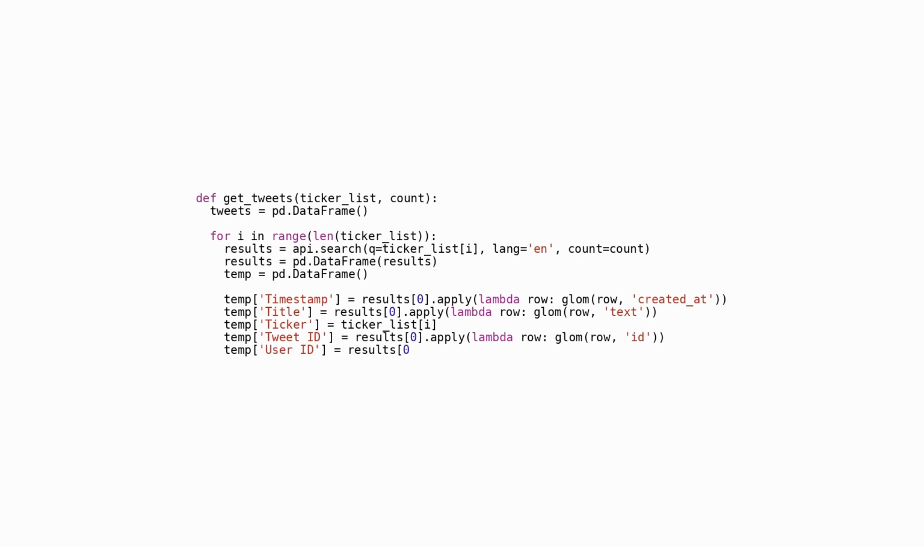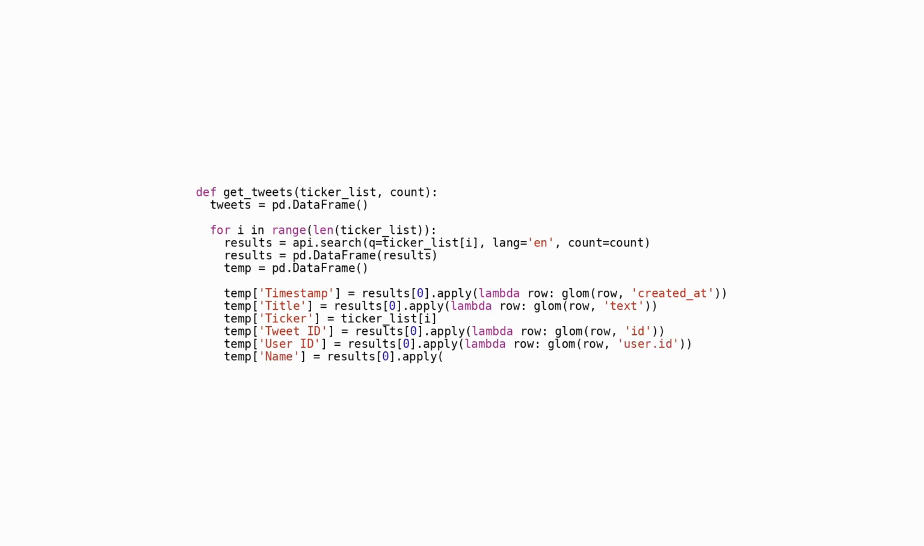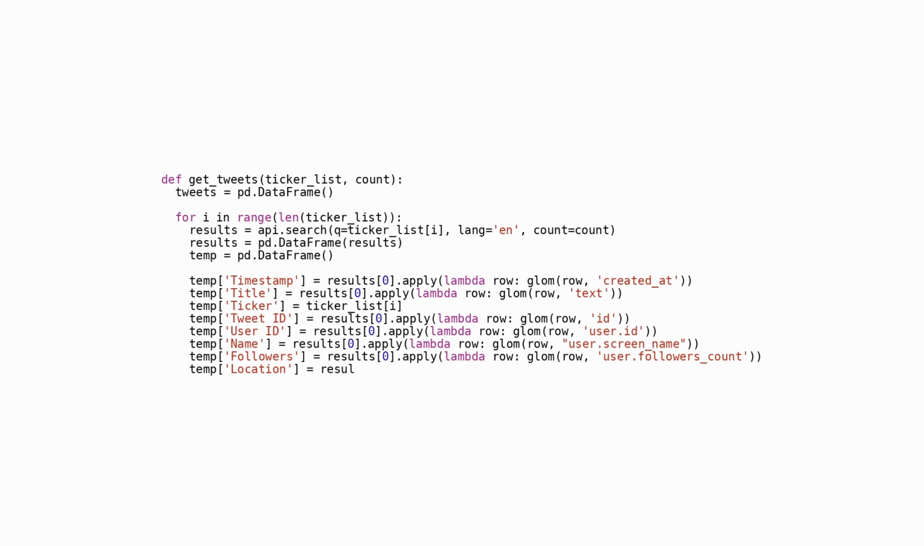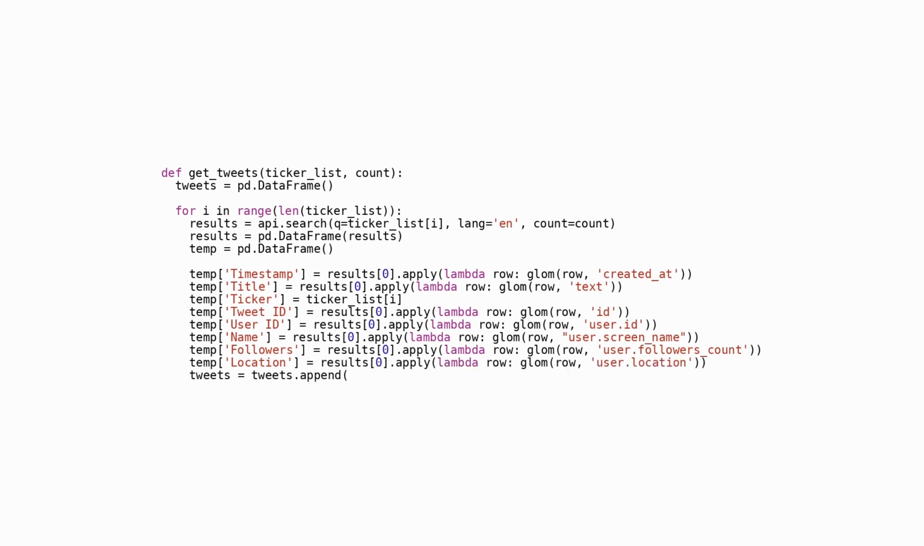Using the search result, we create a new data frame. For each retrieved tweet, various details are extracted: the timestamp of the tweet, the text content, the ticker symbol it relates to, the tweet's ID, the user's ID who posted the tweet, the user's screen name, the user's follower count, and the user's location.